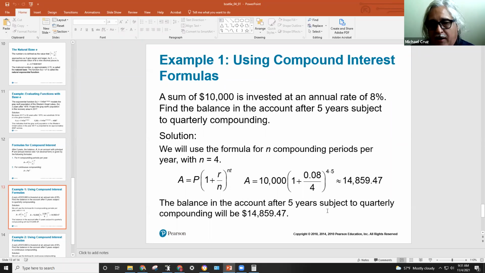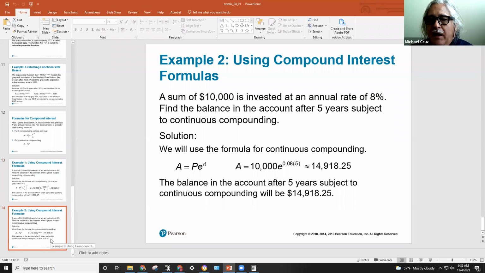So if $10,000 sat in the bank for 5 years at 8%, which is highly unlikely these days, we'd probably be lucky to get half that, probably even less. For that 5 years, there would be almost half gained. In other words, it's not quite 5,000, but it's pretty close. $4,859.47 gets added to the principal.